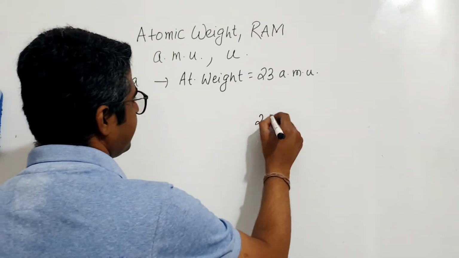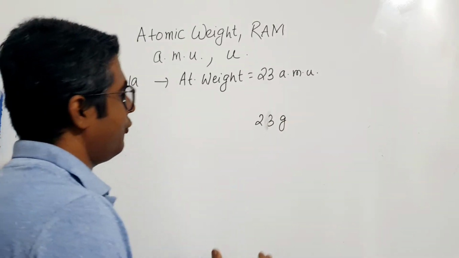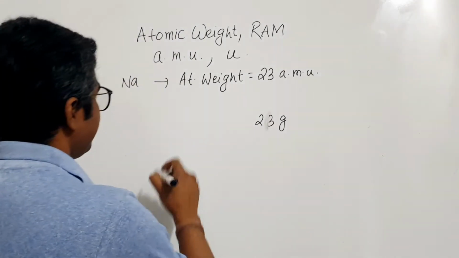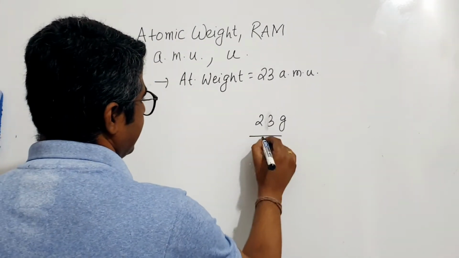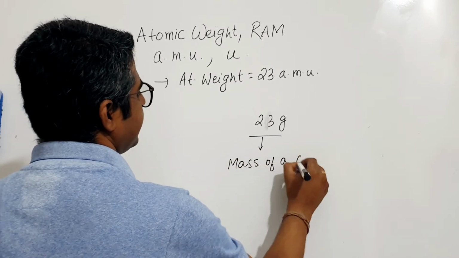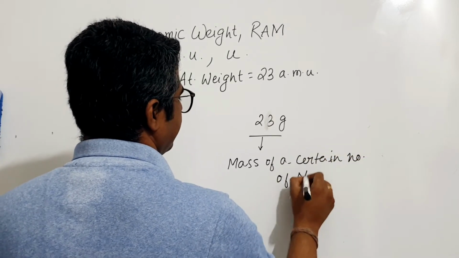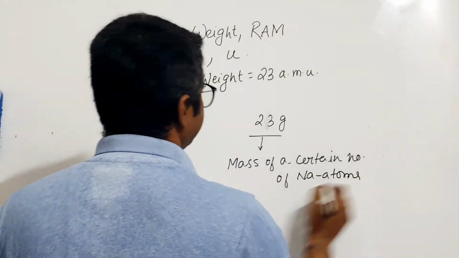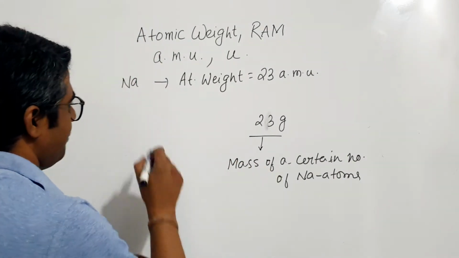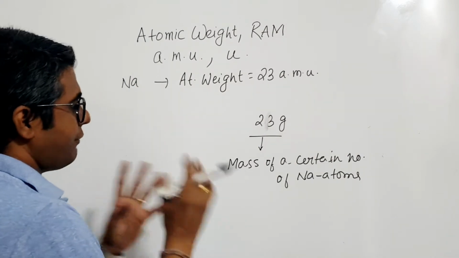So, 23 grams cannot be the weight of one sodium atom, it must be something else. 23 gram is nothing but the mass of a certain number of sodium atoms. And this number is the same for all the elements. How is it so? Please understand very carefully. It is very easy.